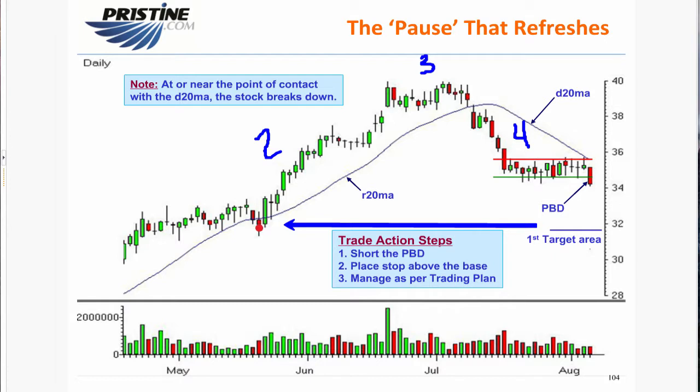Okay. Now, I do also want to say that you could have shorted this breakdown right here. When price broke down here, that could have been shorted as well. After we cleared the bottom of this base, once we broke down there and we see it failing to move higher, we could have been looking to short that breakdown as well.